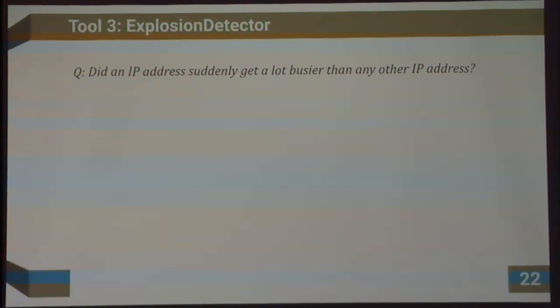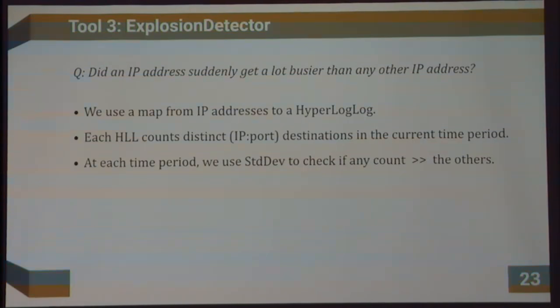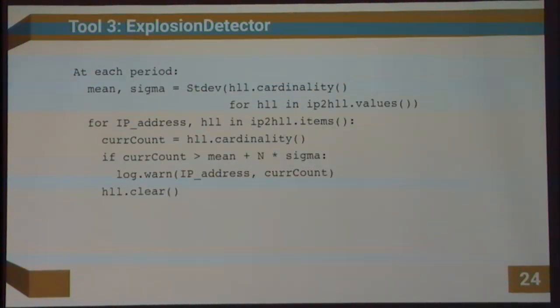The third tool is the explosion detector. Does an IP address suddenly get a lot busier than any other IP addresses? What we do here is we actually have the hyperloglog. We zero it out every time period. We get the new IP port addresses, and then we look for standard deviation again over all the addresses to find out if anyone has popped up as being much, much larger than any others for that time period. And again, very simple code.